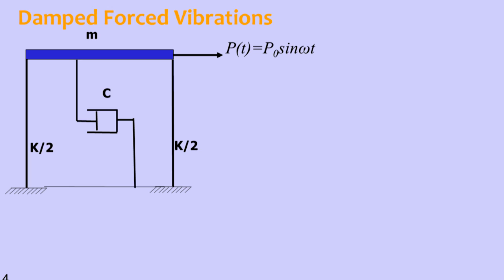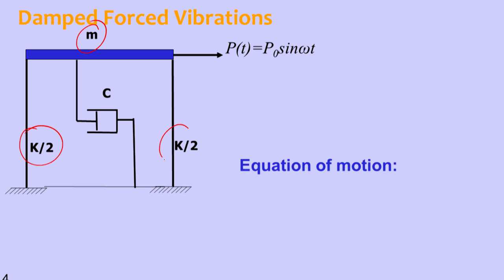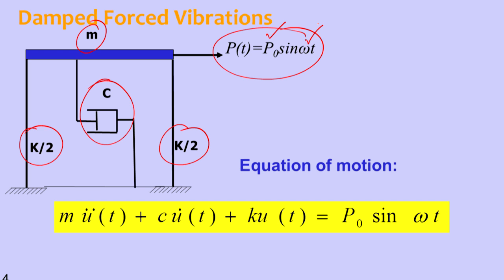The mass of the system is given by m, the stiffness is given by k, and damping is also present in the system. An external force is applied, that is a sinusoidal force P0 sin omega t, where P0 is the amplitude of the force and omega is the frequency of the force. So, the equation of motion looks like this, the complete equation of motion.